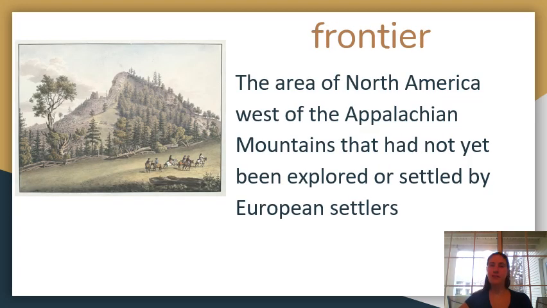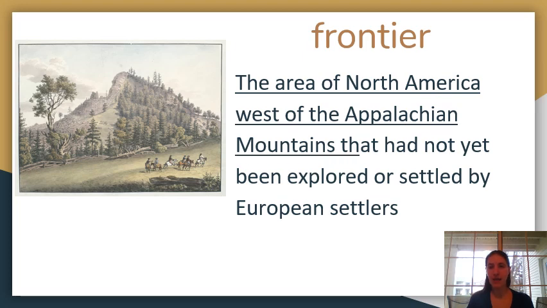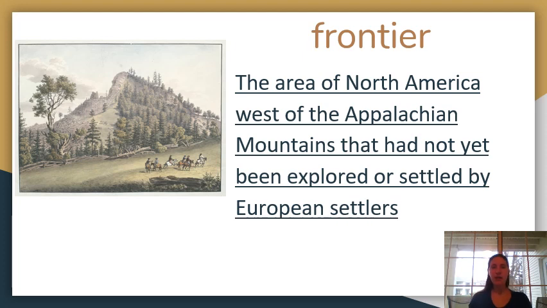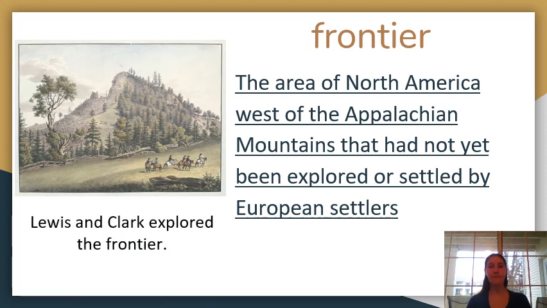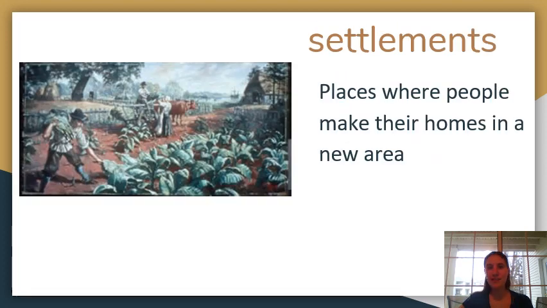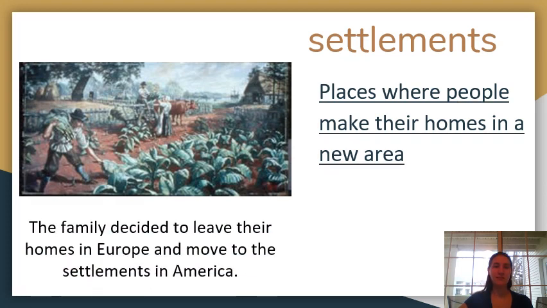Our next word is frontier. Frontier is the area of North America west of the Appalachian Mountains that had not yet been explored or settled by European settlers. So this is the part of the country far west. This is west of where the colonies are. Lewis and Clark explored the frontier. The next word is settlements. Settlements are places where people make their homes in a new area. The family decided to leave their homes in Europe and move to the settlements in America.